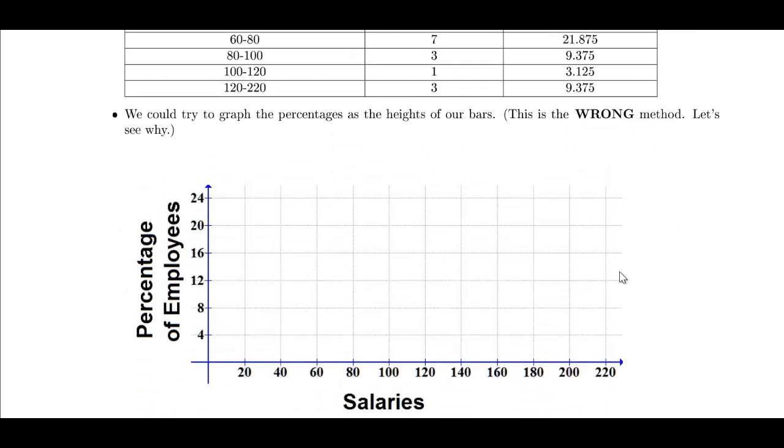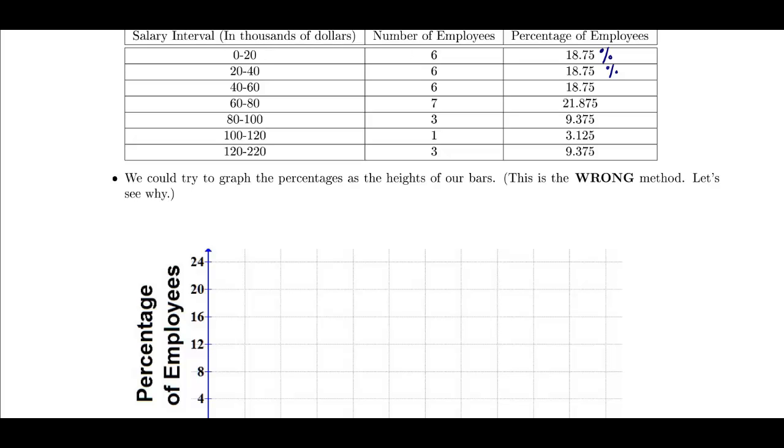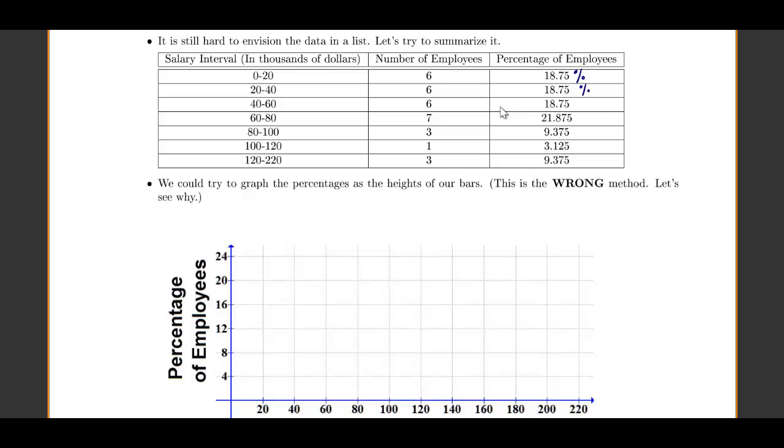So if I was to graph this, I say, okay, so from 0 to 20,000, there's 18.75%. So 0 to 20, about 18.75. From 20 to 40, we need another 18.75. 40 to 60, another 18.75. Then 60 to 80, we need 21.8. And then for 80 to 100, we need 9.3. And then a 3%. And then from 120 to 220, we need 9.3.